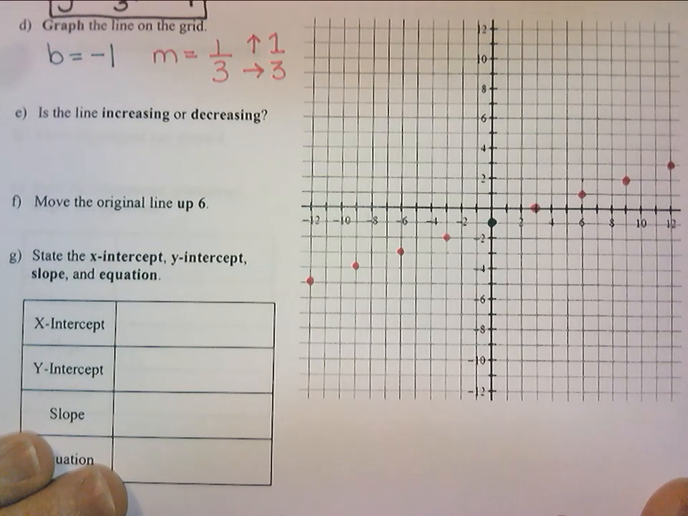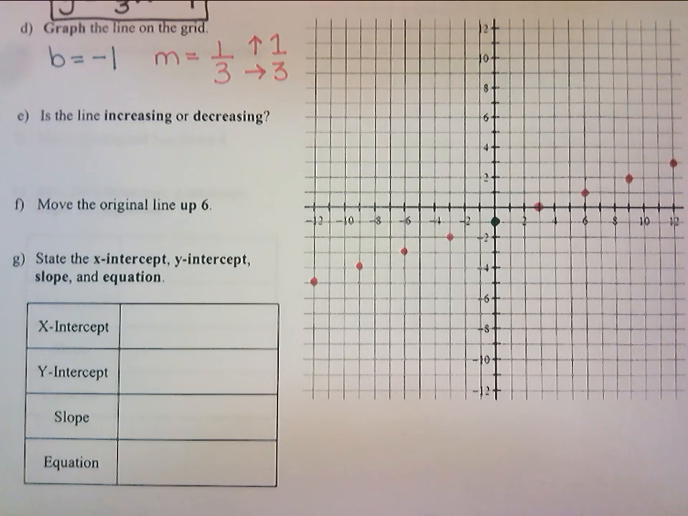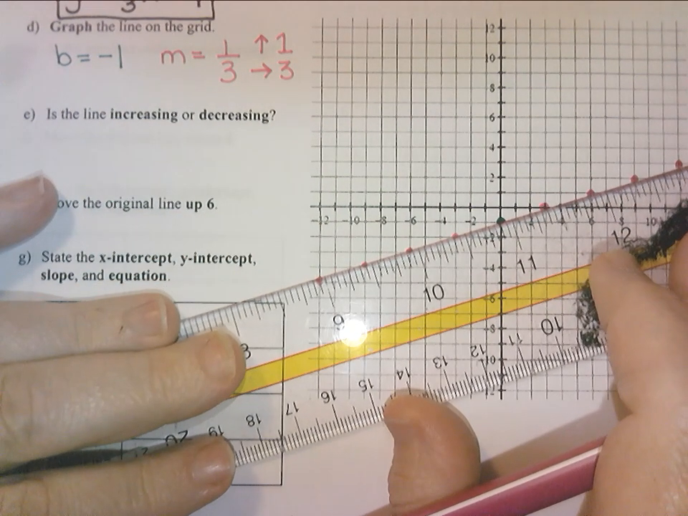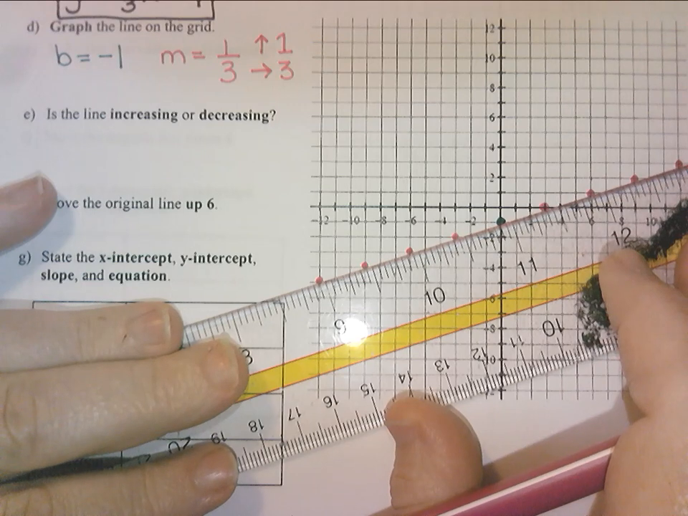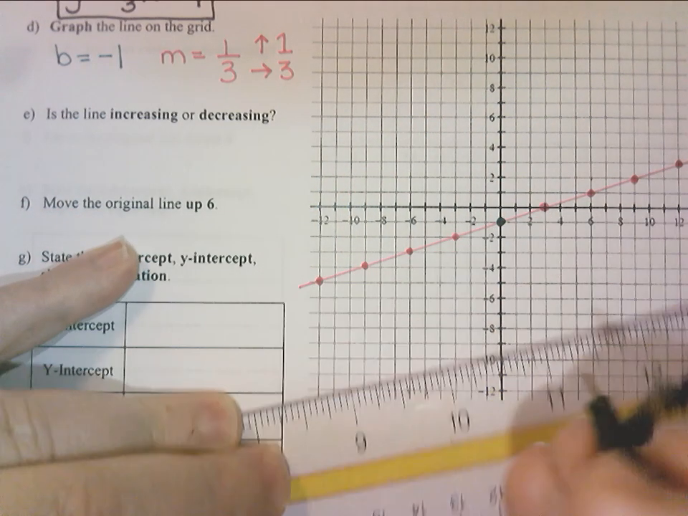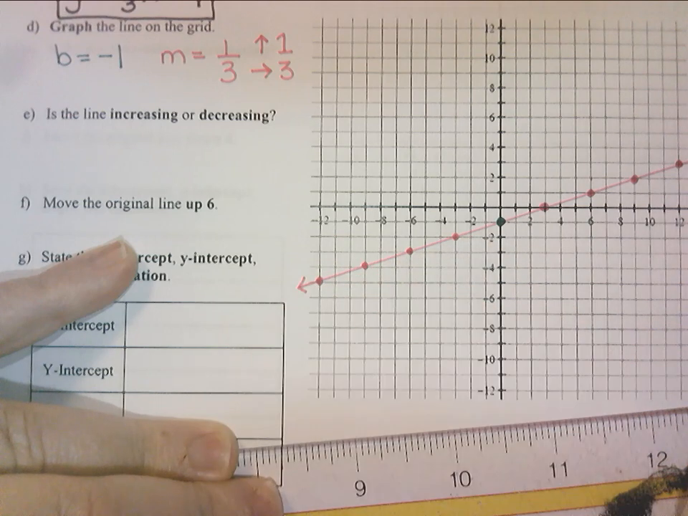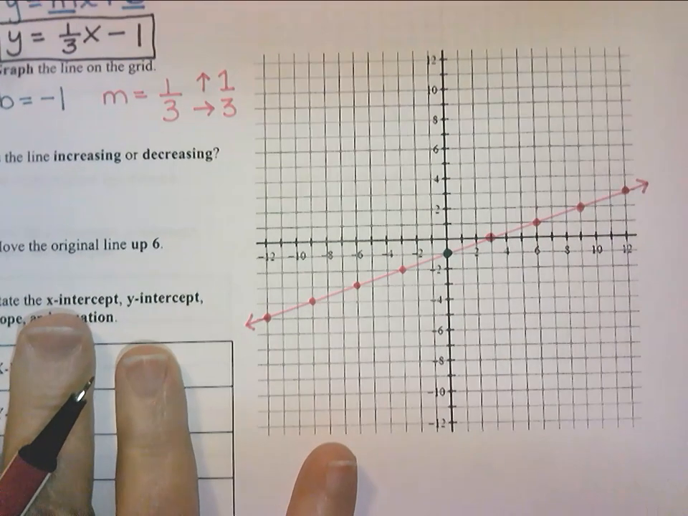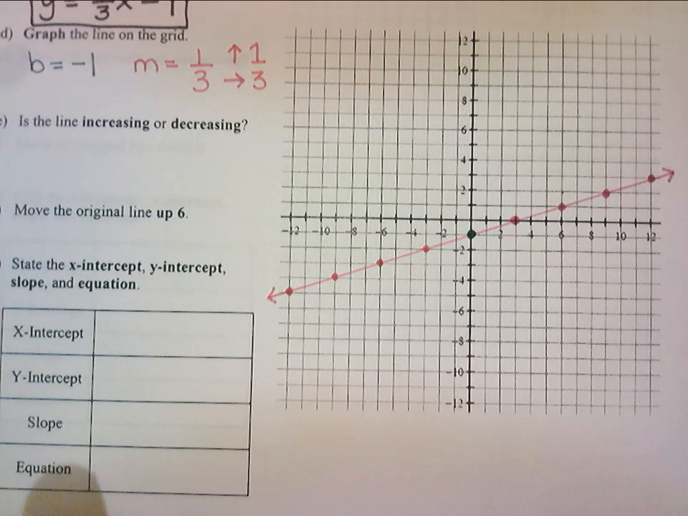Once I have all of my points plotted on my grid, I am going to draw a line. So you want to use a ruler or some type of straight edge. I have a ruler. So we want our line to go from one side of the grid to the other, and it should have arrows on the ends. There's my line.